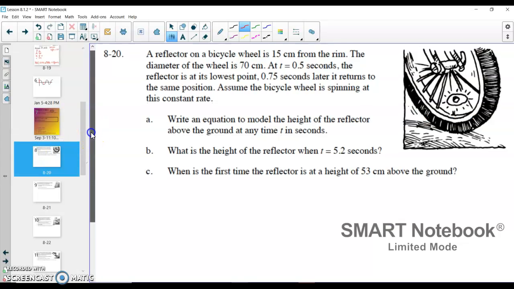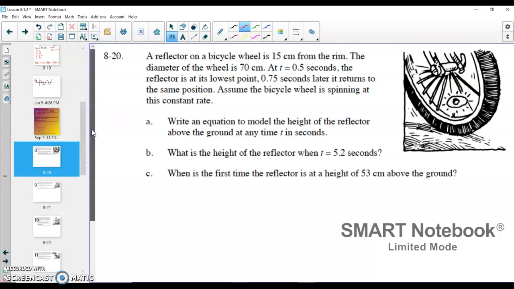And let's take a look at it. Again, you can read the problem here, and I'll just start with part A. So if you pause it and read it, and then we'll go from there. It says to write an equation to model the height of the reflector above the ground at any time t in seconds. And one thing that's weird about this problem is the way the directions are written.